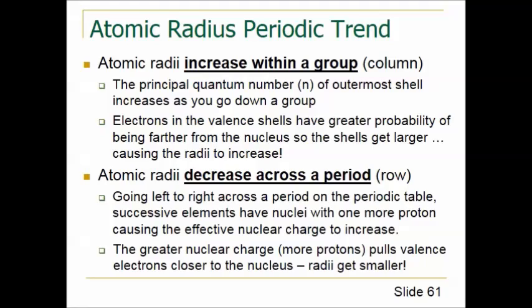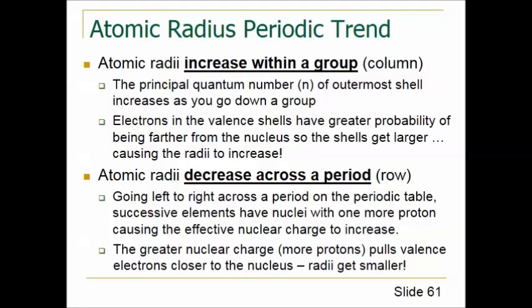So let's start with looking at within a group. And again, feel free to pause the video to catch up in the notes as we go. So within a group, as we go down a column on the periodic table, and for discussion, why don't we take group number 1, so hydrogen, lithium, sodium, etc. for discussion. So we know that the valence electron for hydrogen is in the 1s orbital.